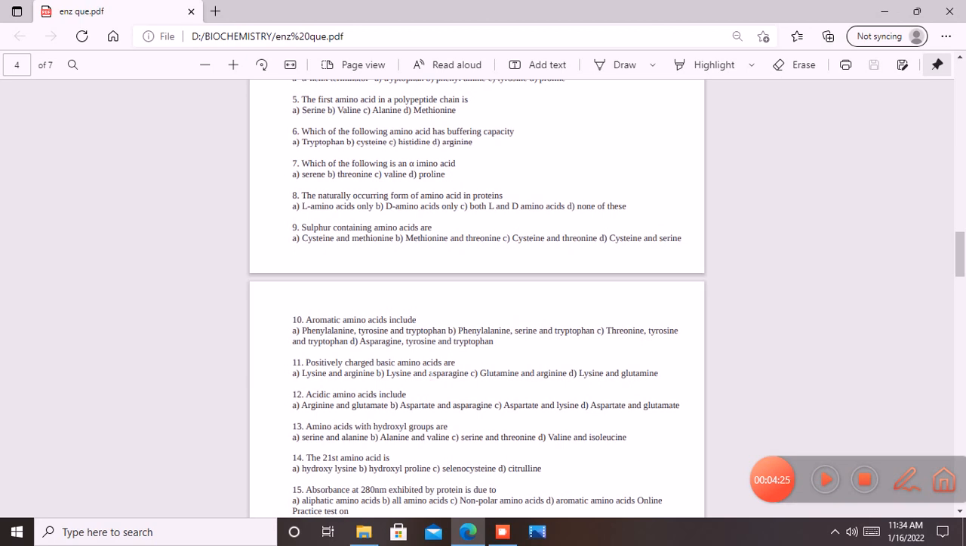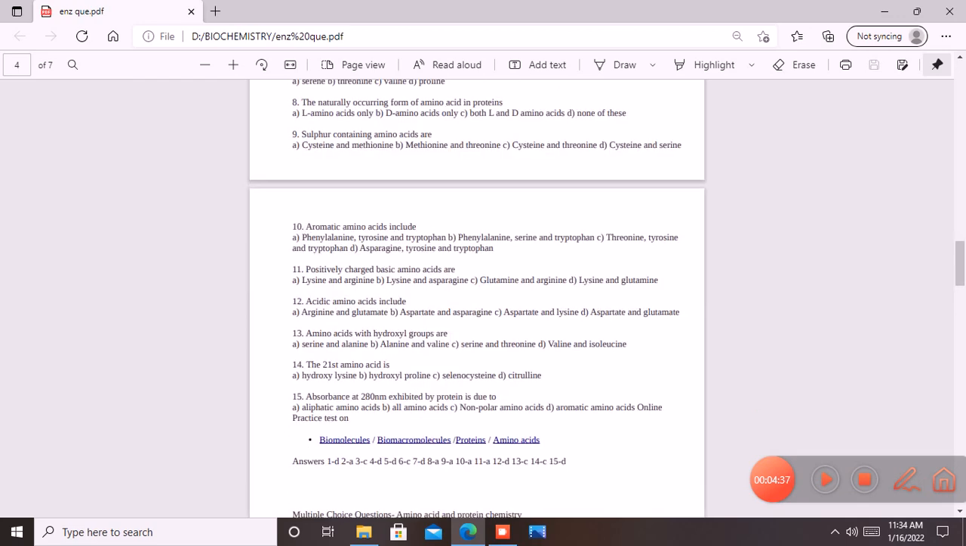If I'm moving faster, don't forget to pause it and see. Pause the video, then you solve them. I think these ones are the solutions for the amino acid one. So cross check and see which of them you had correct and which of them you had wrong. The ones that you had wrong, make sure you do corrections to that so that you come better next time.